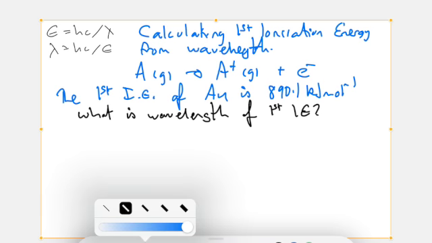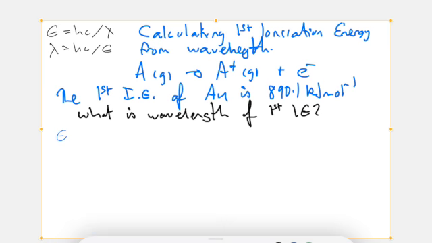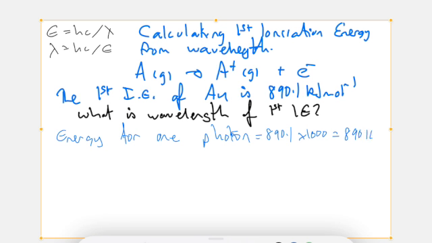It's not going to ask me what's the value of Planck's constant or the speed of light, because they are in the data booklet, and those are the only other two quantities in the equation. What's my first step? Well, initially I need to work out the energy for one photon. I've got 890.1 kilojoules and I want that in joules. So that's 890,100 joules per mole, and that per mole is interesting, as you will see very shortly.